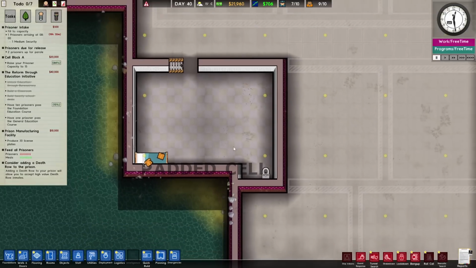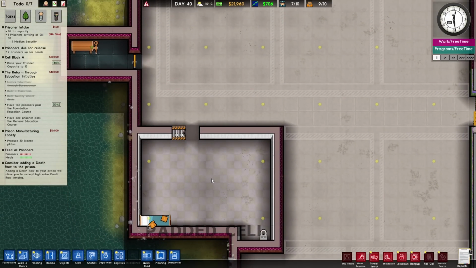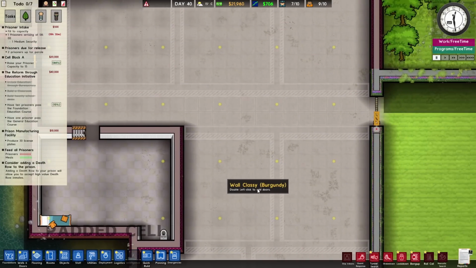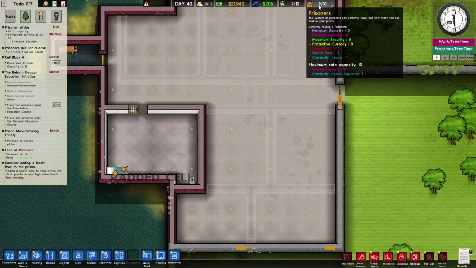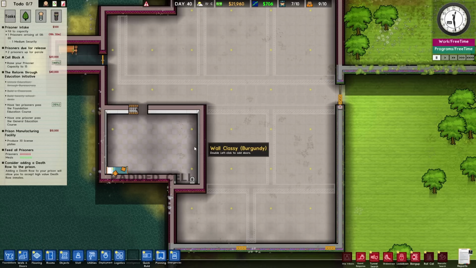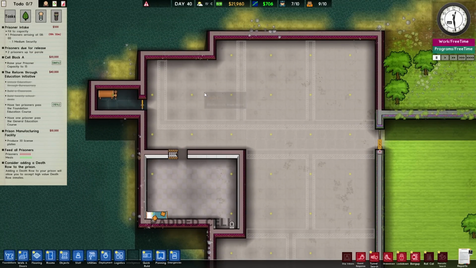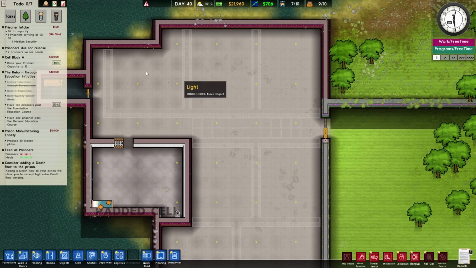But there we go. So we've got one padded cell, and I think we need to change our plans of what we had sorted up here just a little bit to get another padded cell in, just in case we do get sent another criminally insane person. So I think the original plan was to have these three rooms across the top here as cells. Those two are going to be cells.